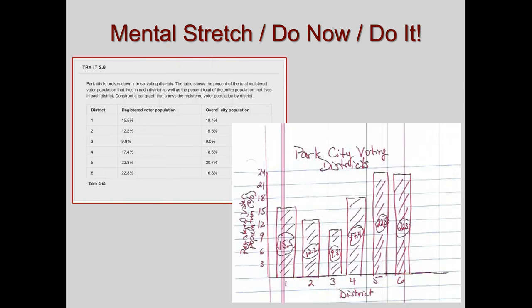There you go. Okay. Notice the axes labeled. Notice the bars drawn. I did include the scale. And as I said before, not mandatory, but I like to also put the value of each inside each bar. Remember, we're doing the registered voter population, which is the middle column. That's why it's 15.5, 12.2, 9.8, and so on.